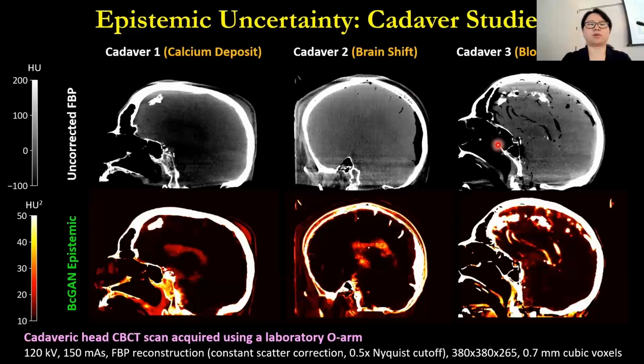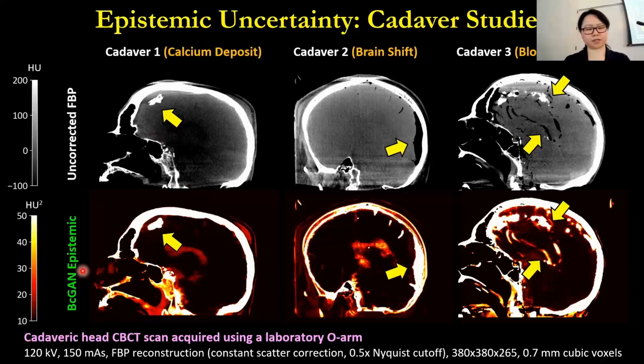And we did not stop with simulated data. So we also have real cadaver data that has anatomical abnormalities that are not seen in the training data. So these abnormalities are like the calcium deposit, also brain shift, and blood vessels and coagulations. So in all three cases, we can see that the epistemic uncertainty accurately highlights those regions in the brain.